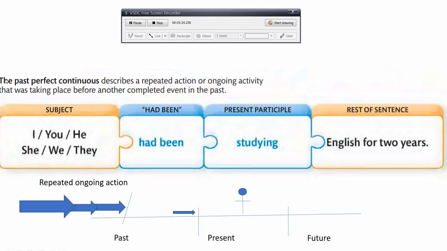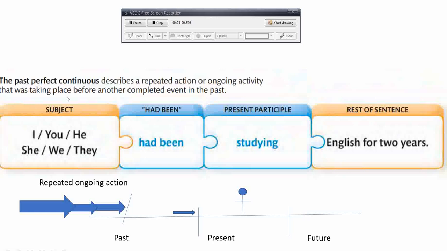The next structure that we have is the past perfect continuous tense. Describes the repeated action. Repeated action means the action that is continuing in the past. An ongoing activity that was taking place before another completed action or the event in the past. That means before another event took place in the past. So this action went on in the past and it continued for a very long time. We are not mentioning whether it is continuing in the present or not. In this particular structure, it is not mentioned. It was an action that continued in the past.